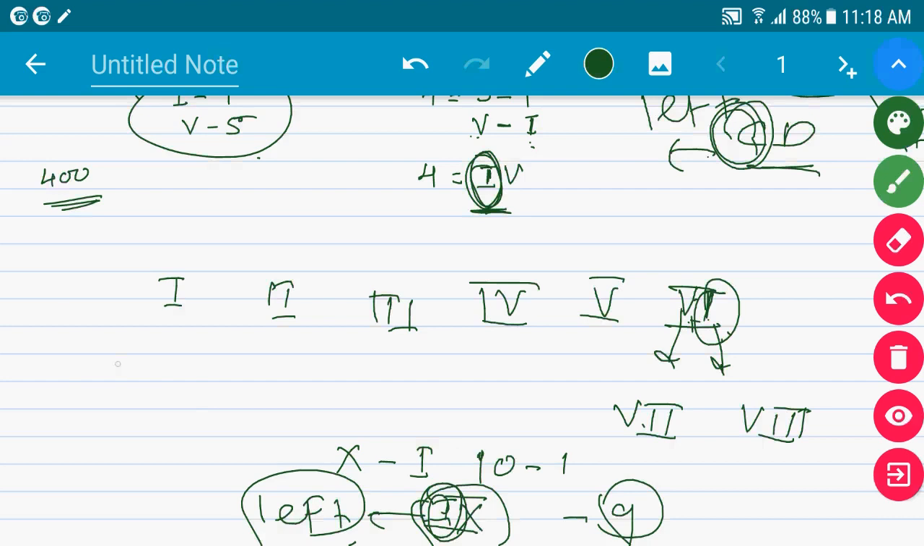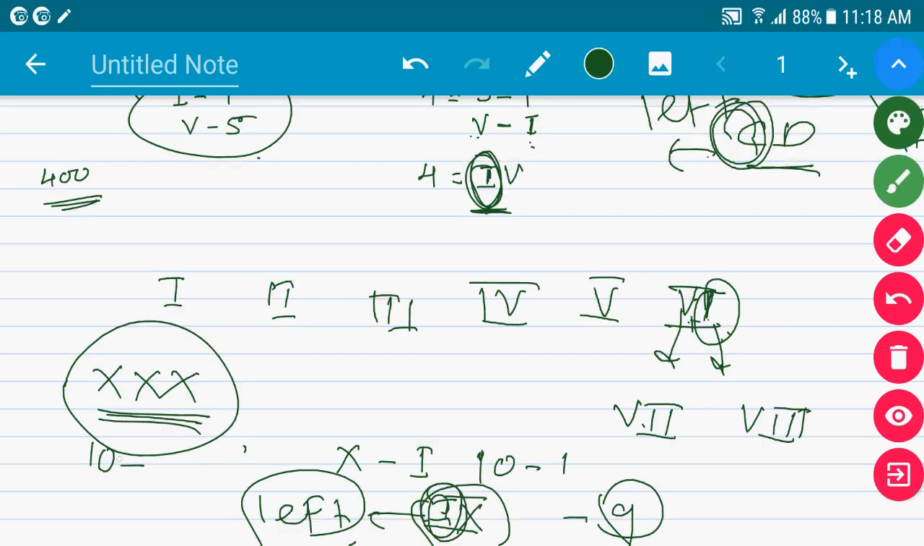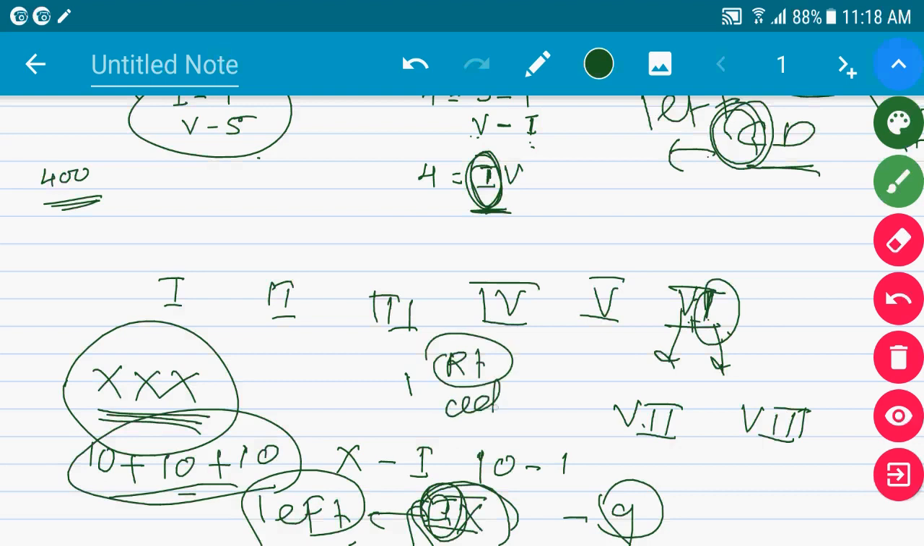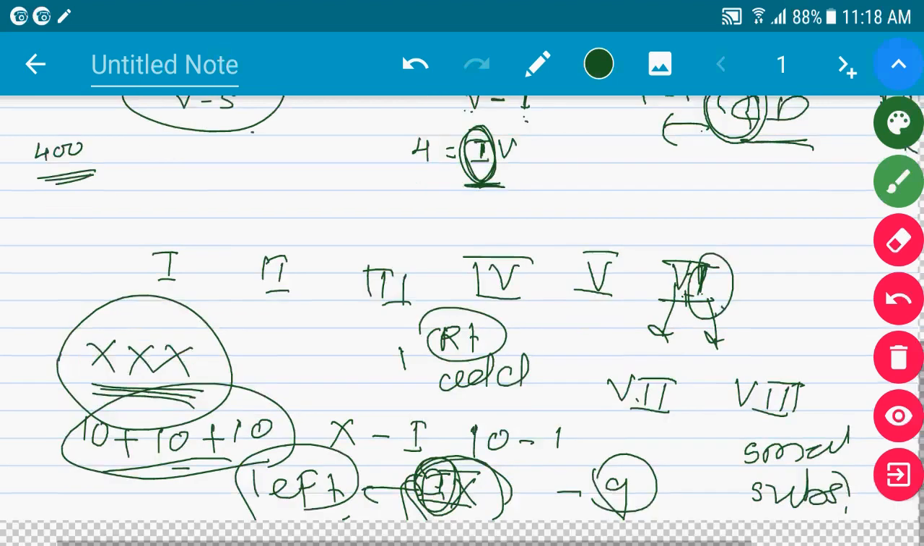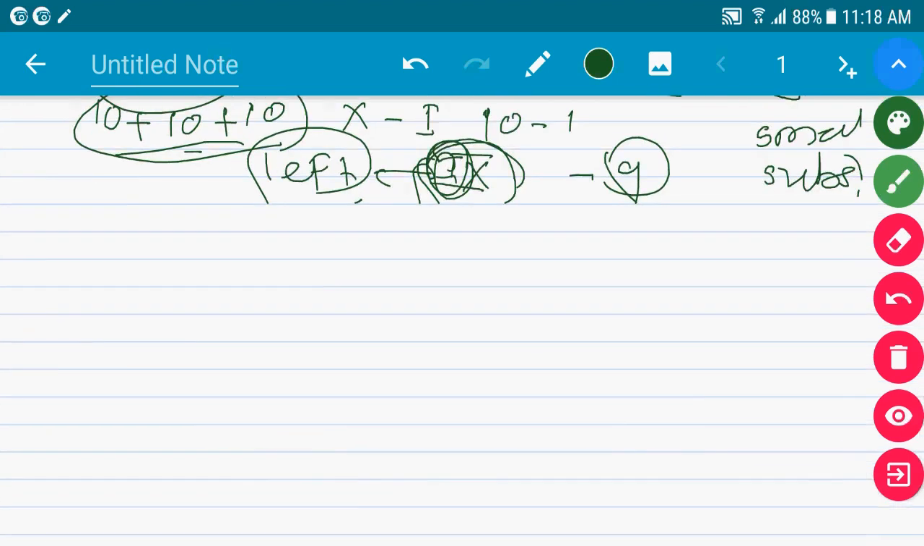Now up to 30 you can write easily. X, X, X, triple X means 30, because 10 plus 10 plus 10. If the same number is repeated, we have to add. If different numbers are repeated but the smaller number is at the right, then also we add. If different numbers are repeated and the smaller number is at the left, then we subtract. These are some rules.